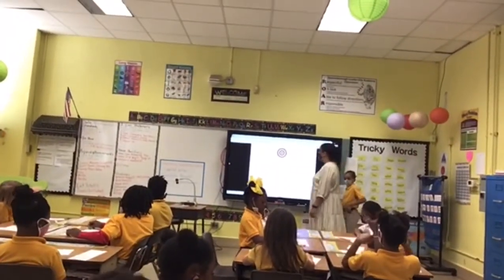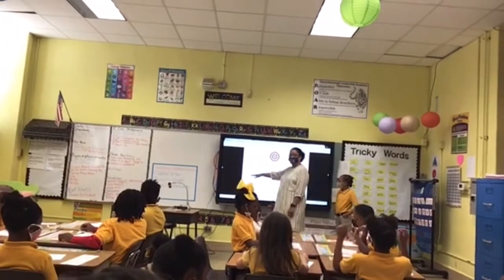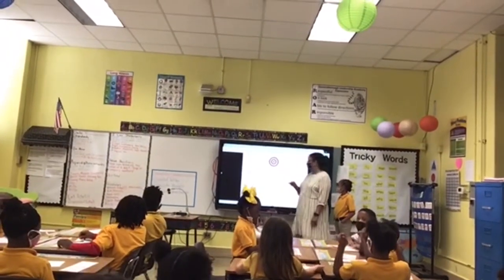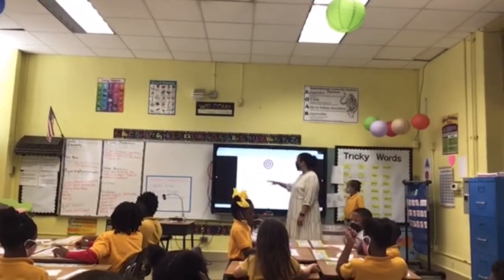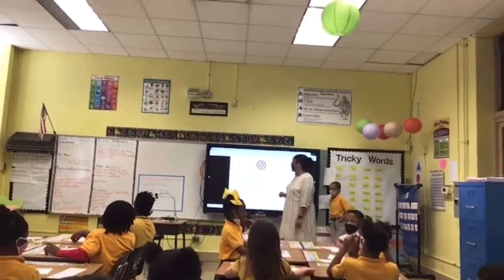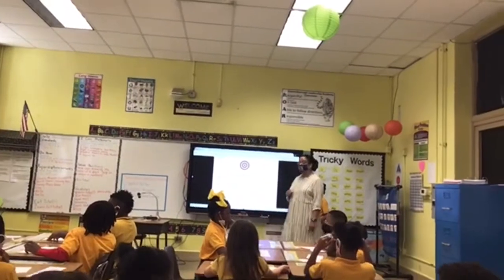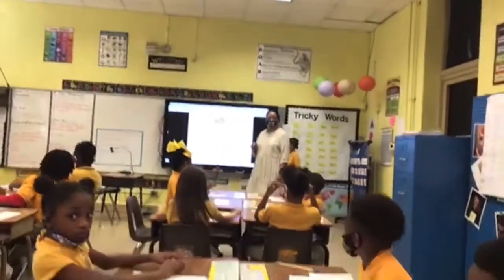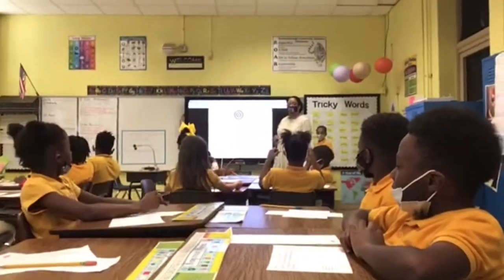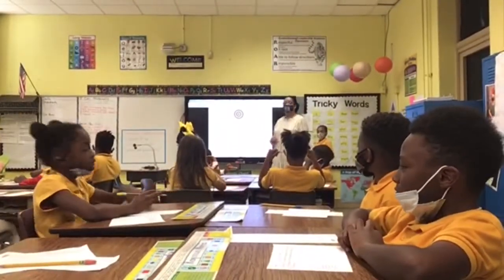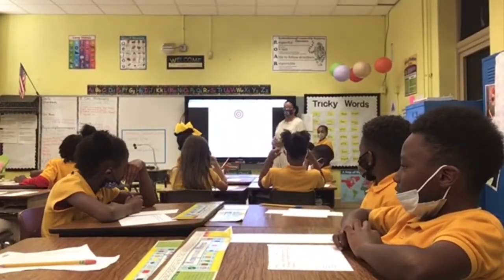Our vocabulary is greater than. Everyone say greater than. That is a number. When we're comparing, it's more than a number, okay? Less than. It's less than a number. Equal to. Everyone say equal to. Same as a number. Everyone say place value. The amount of the number. Everyone say the amount of the number.